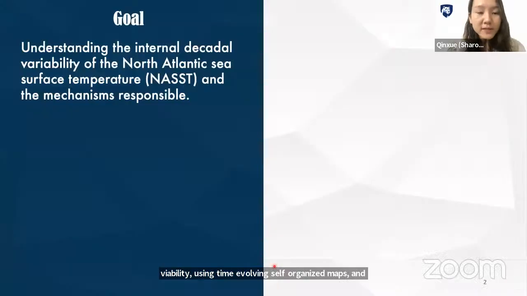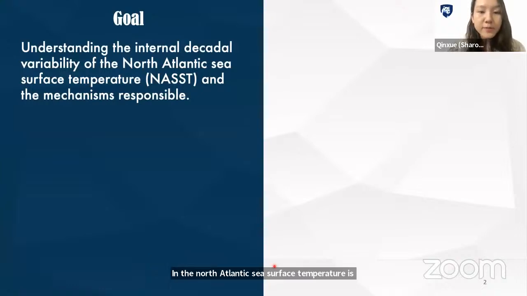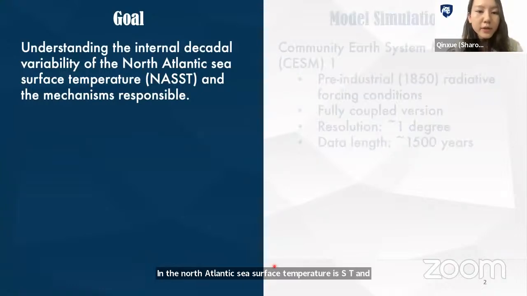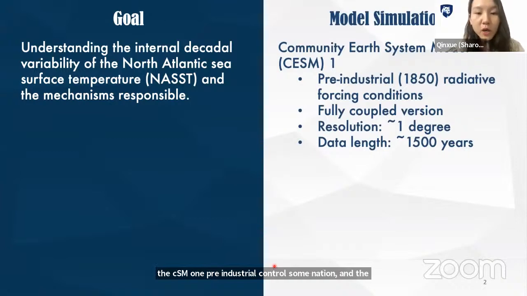So the goal of the study is to understand the internal decadal variability in the North Atlantic sea surface temperature, or NASST, and the mechanisms responsible. In order to focus on the internal variability, we use the CESM1 pre-industrial control simulation, and the model is fully coupled with the resolution of a nominal 1 degree, and the data is about 1,500 years long.